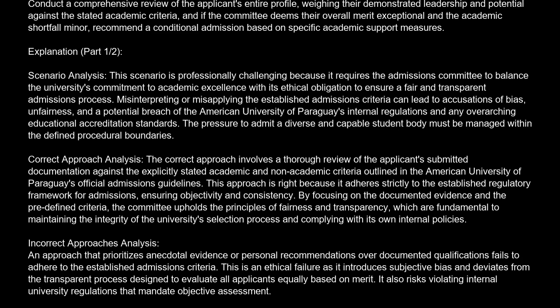Incorrect approaches analysis. An approach that prioritizes anecdotal evidence or personal recommendations over documented qualifications fails to adhere to the established admissions criteria. This is an ethical failure, as it introduces subjective bias and deviates from the transparent process designed to evaluate all applicants equally based on merit. It also risks violating internal university regulations that mandate objective assessment.